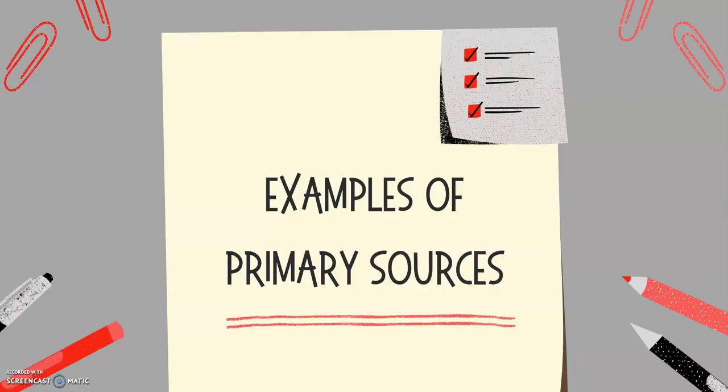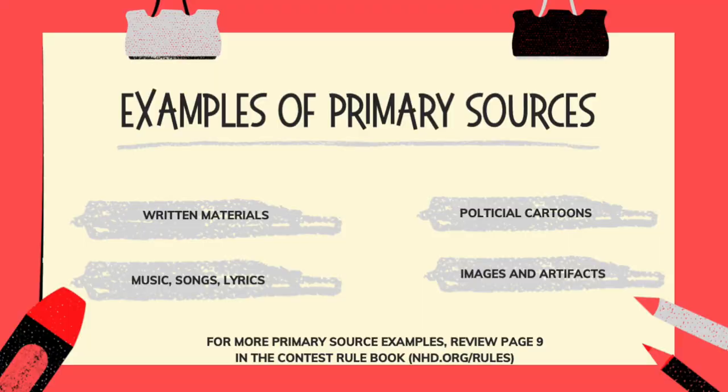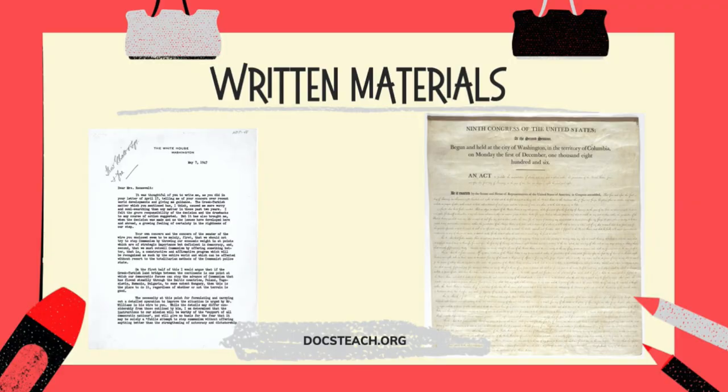So let's start out with examples of primary sources. Primary sources come in different forms, and these are just a couple examples of the different types of primary sources that you may find depending on your NHD topic. Written materials such as letters, diary entries, logbooks, memos, whether they're handwritten or typed, right? Those written materials, if they're produced at the time, they are primary sources.